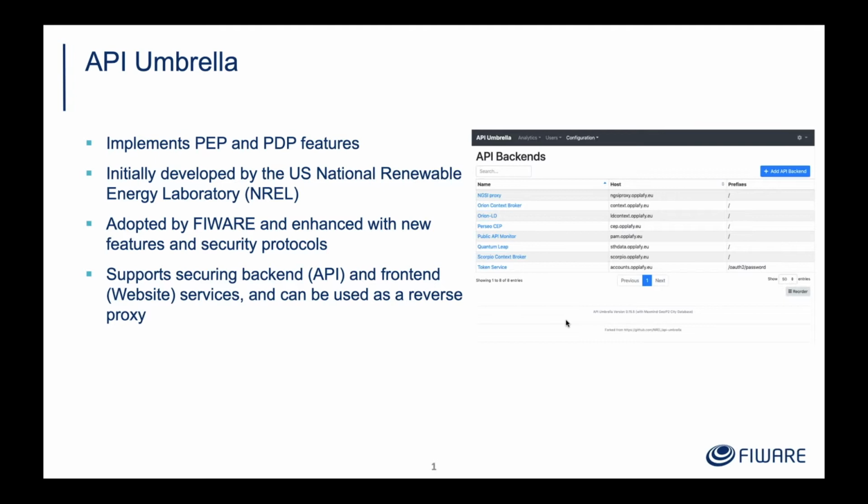API Umbrella is providing two main features in order to secure stuff. On the one hand, it supports securing API services, an API backend. This is the typical use for a PEP proxy. I mean, you are going to secure something like a context broker, something like Quantum Leap, an API software. But it is also providing functionality for securing website services. Basically, it works as a reverse proxy. API Umbrella comes with an Nginx, and you can register the mapping between the front-end host and the back-end host, provide the certificates for SSL and these kind of things, and use API Umbrella as a reverse proxy.